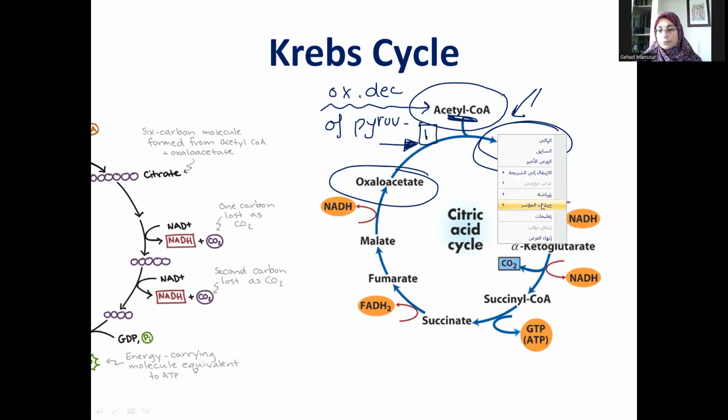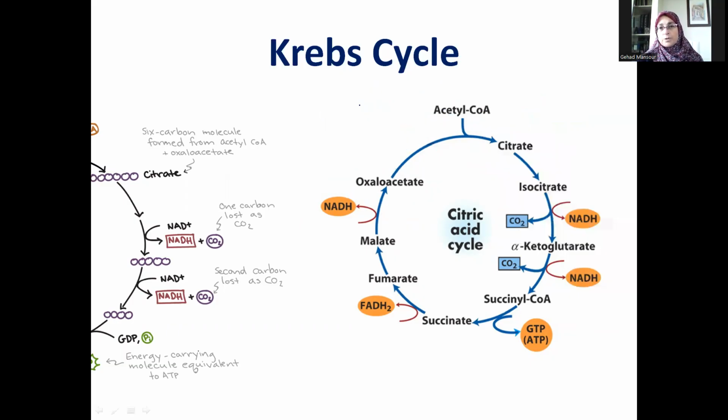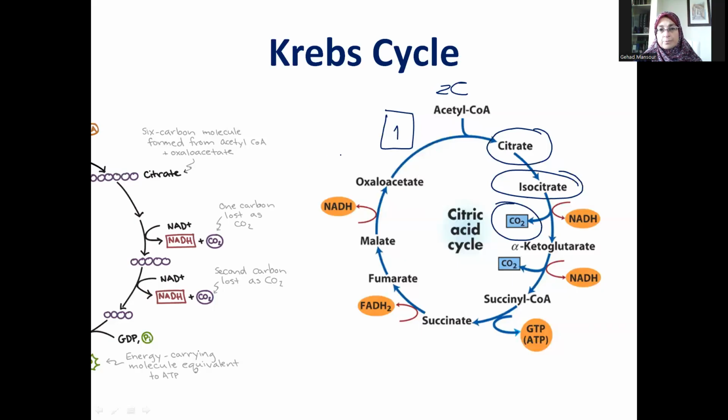I'll erase because it's too messy. So here, this is the first chemical reaction, which is combination between acetyl-CoA and oxaloacetate in order to form citrate, and then citrate gives isocitrate, which is the isomer, and then carbon dioxide will be removed. Of course, this one consists of 2 carbon atoms, that one consists of 4 carbon atoms, so citric acid is a 6 carbon compound. Since this is the isomer, it will also consist of 6 carbon atoms.